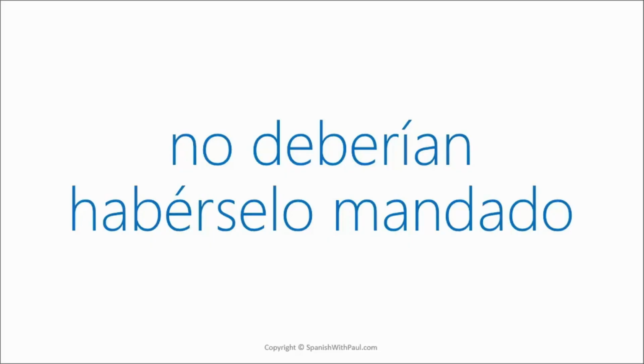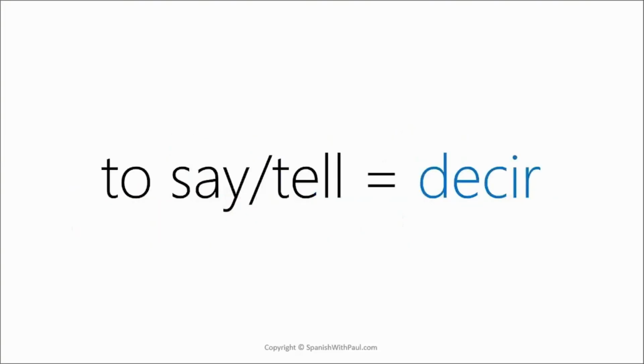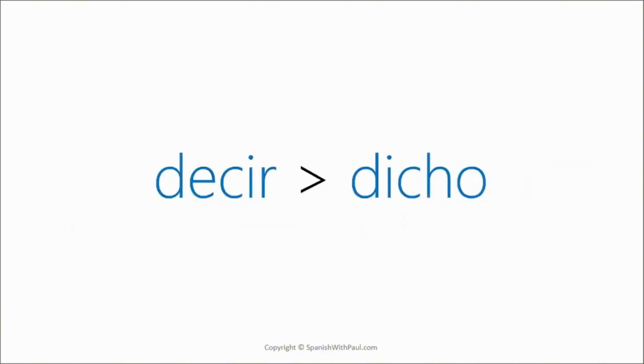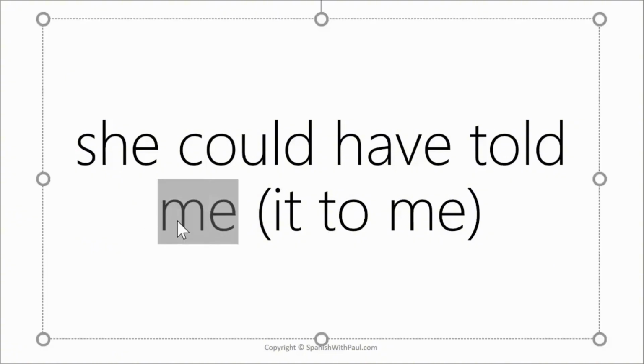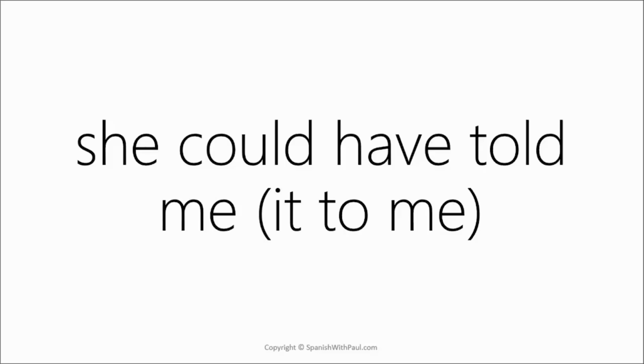Let's practice with one final verb, decir, so to say or to tell. Now, decir will go to dicho, meaning said or told. If we wanted to express, she could have told me, what they will literally say in Spanish is, she could have told it to me. So this is where you will use the double pronoun in Spanish, even though you wouldn't necessarily do it in English. So try to work it out. How would you say it?